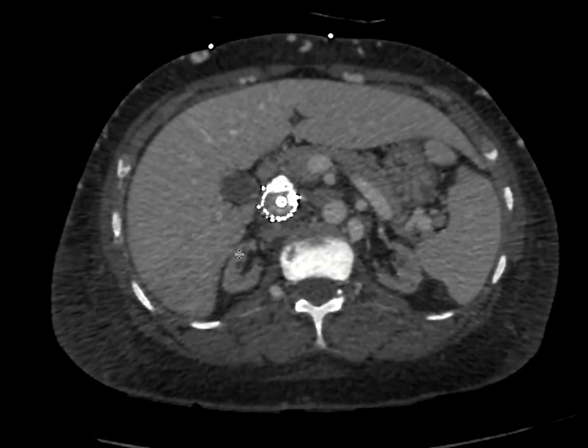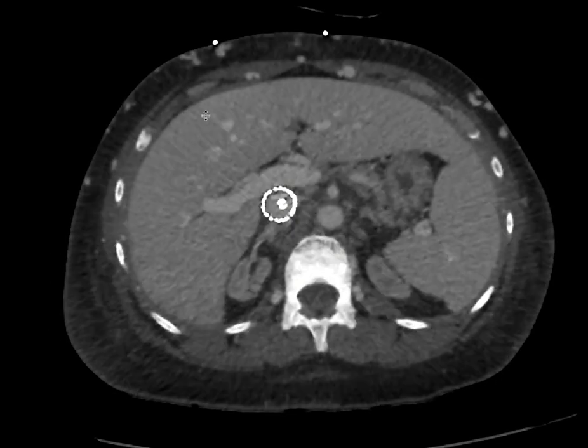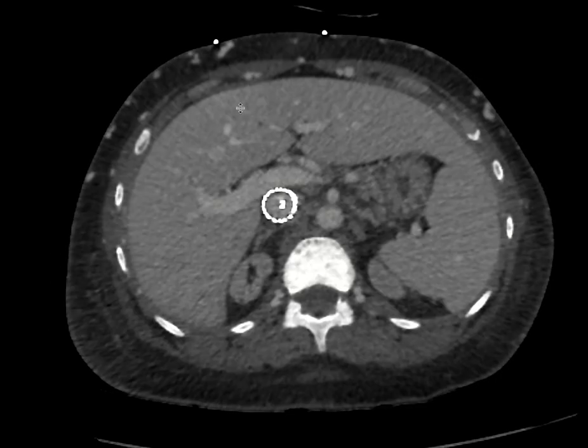And so this is referred to as the CT hot quadrate sign, in this particular case caused by SVC obstruction and collateral pathways developing through the vein of Sappey.